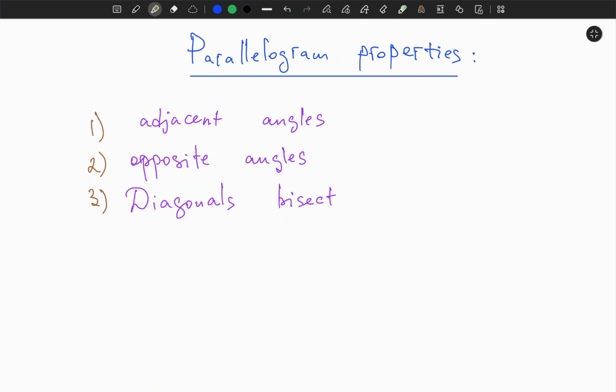Today we're going to do parallelogram properties. From the first two videos, where I was trying to explain the quadrilateral: if a quadrilateral has two pairs of parallel sides, with two congruent sides, what's going to happen? We got the definition of a parallelogram.